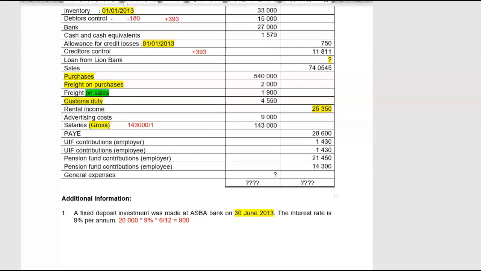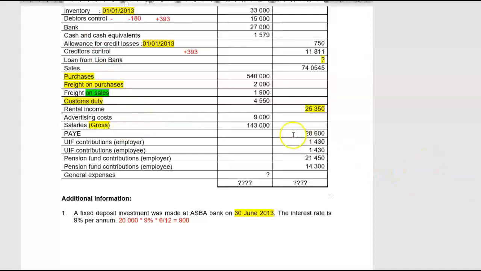So if I divide it by 11, I'm going to do it there underneath. That will give us 143,000 divided by 11 gives us a total of 13,000 per month. Now, if we want to work out what was our deduction rates, if we take the 28,600 and we divide it by 143,000, we see that the pay-as-you-earn rate that we have to work with, remember, nothing changed during the year, so that gives us 20%. 28,600 divided by 143,000 gives us 20%.